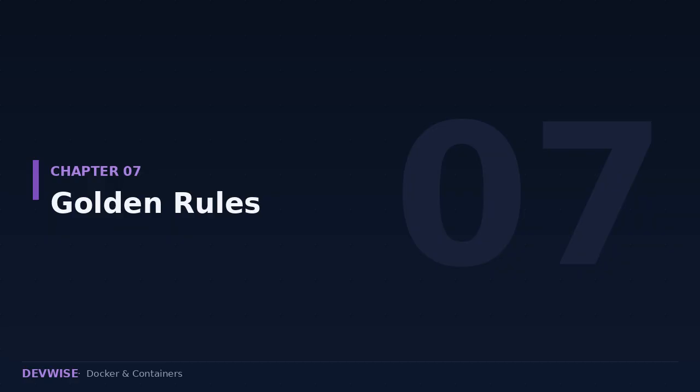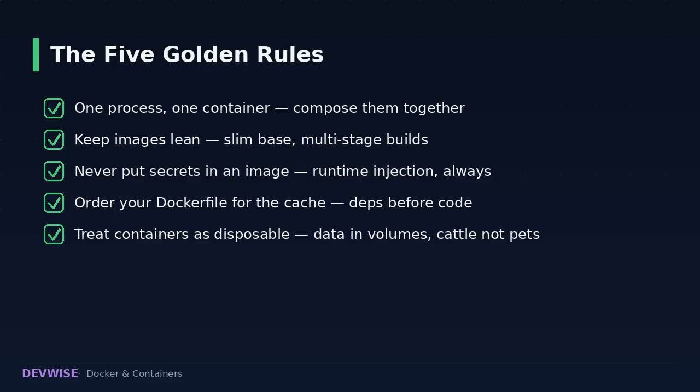Let's land it with the habits that take you from Docker works to Docker works well, the difference between a beginner and someone who clearly knows what they're doing. 1. One process, one container. Resist the urge to cram your app, your database, and your cache into a single container. Each service gets its own, and you compose them together. This keeps each piece simple, independently scalable, and easy to reason about.